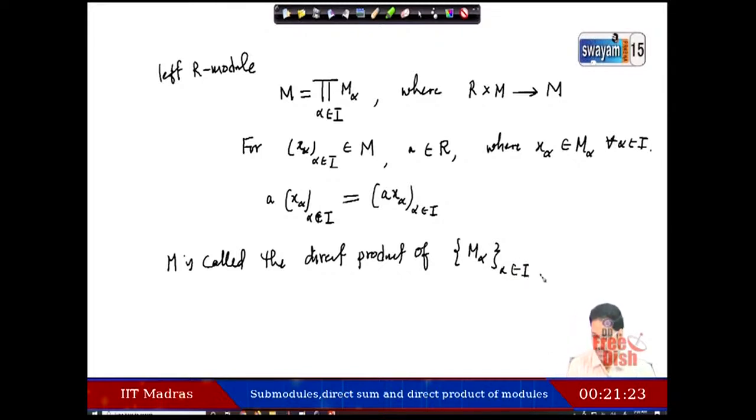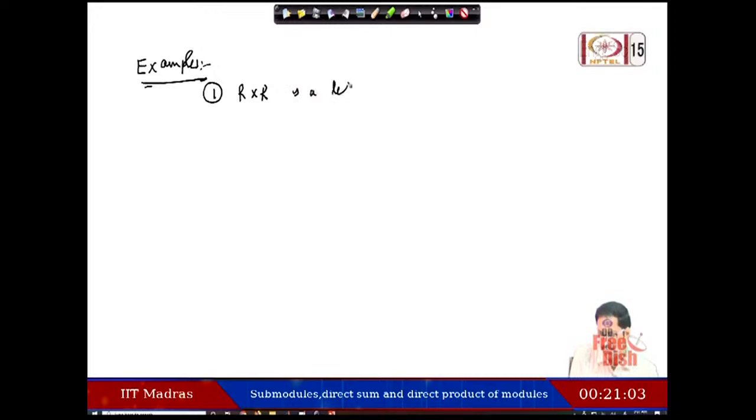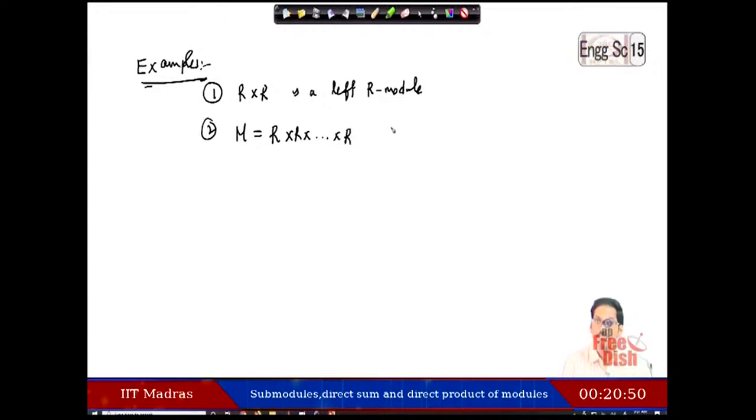Okay. So, this is the thing, and we can see many examples. Say, for various index sets, suppose we take our first index set R cross R. This is a Cartesian product of R with R, so this is a left R module. Sometimes I can take R cross R, n times, and so on, n times. This is also a left R module. This is a Cartesian product of n copies of R.